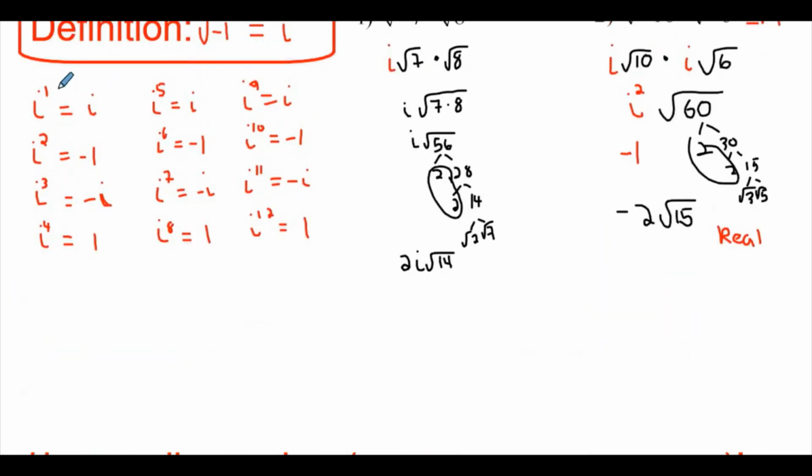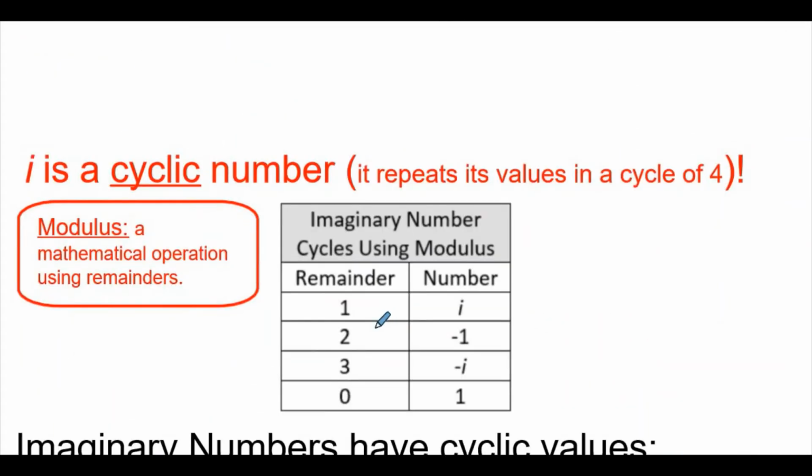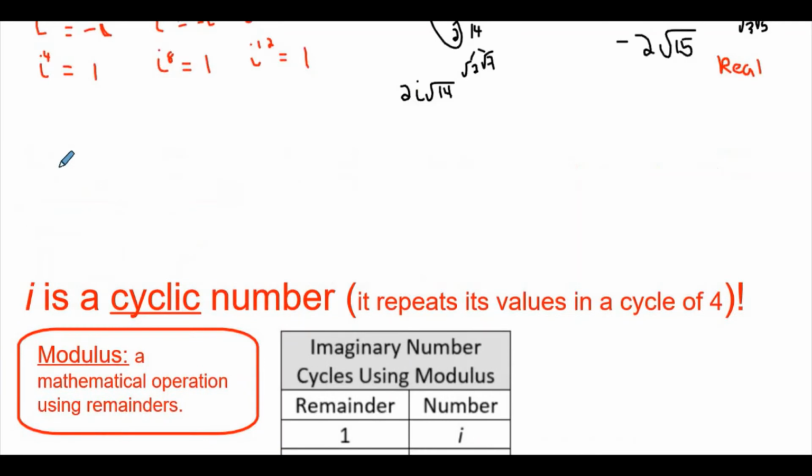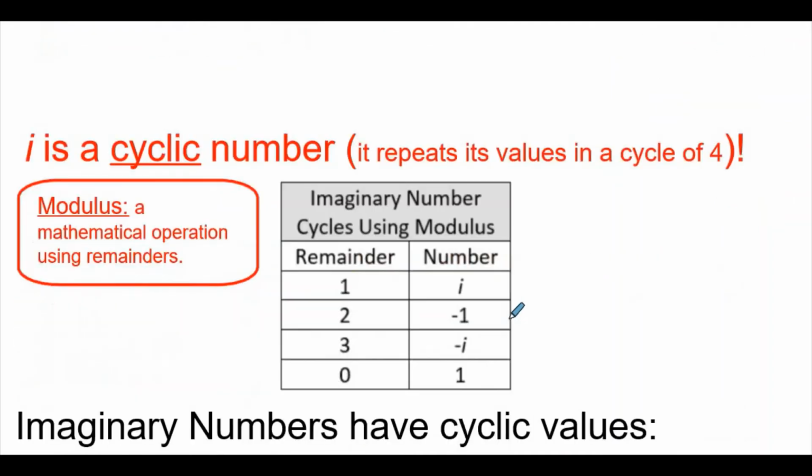If you divide any of these numbers by the fact that there are 4 things in here, your remainder will be 1. If you divide this and get a remainder of 2, you'll have -1. Remainder of 3, you'll have -i. And it's not 4, because if you divide any of these last ones by the fact that there are 4 different examples of answers, 4 divided by 4, 8 divided by 4, 12 divided by 4, they all have a remainder of 0. So if you have a remainder of 0, then it cycles down to 1.